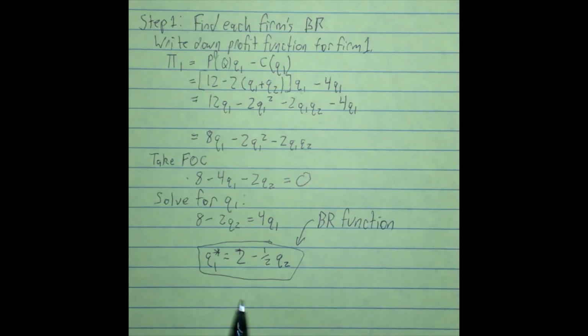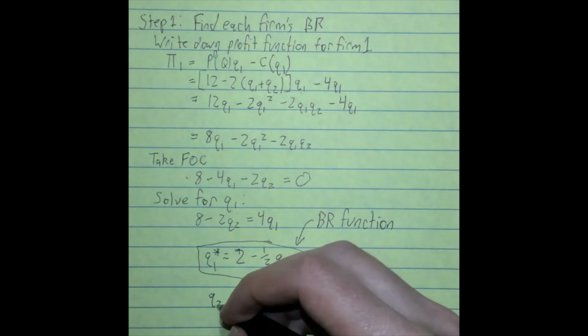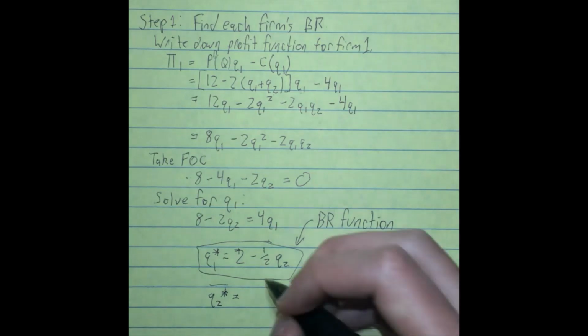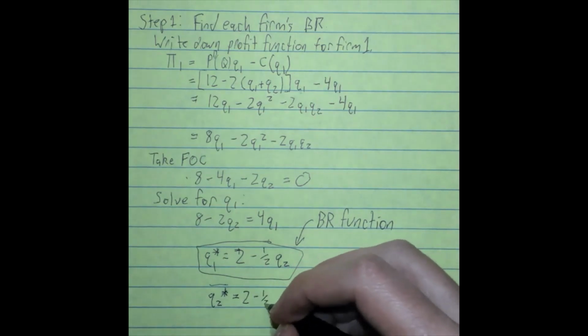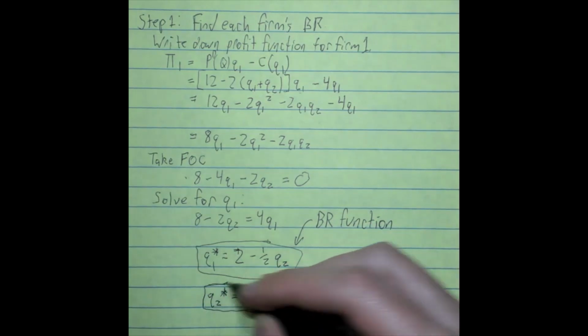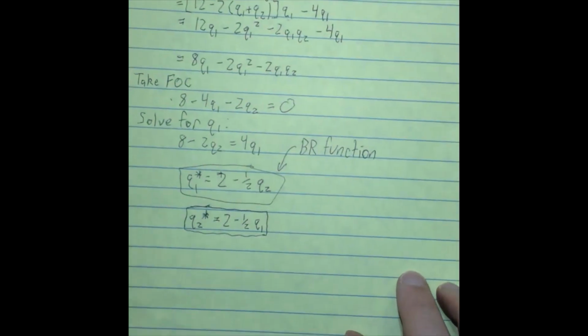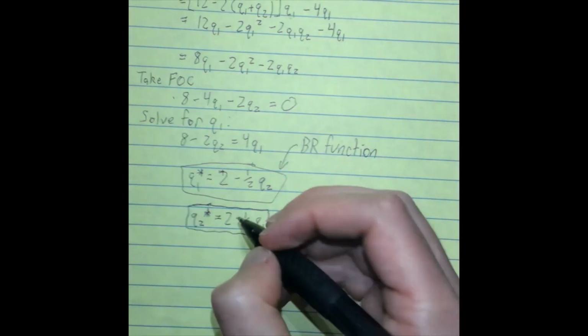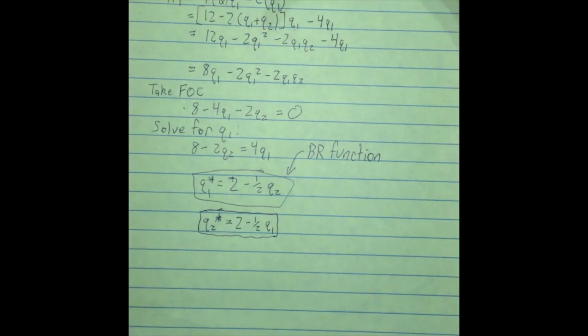Again, I'm just going to impose symmetry. You could do this again for firm 2 and solve out firm 2's best response function, but I'm just going to impose symmetry. You should get used to doing this too. If we had different cost functions, or if we were doing Stackelberg where firms respond to each other, you wouldn't want to do this, but we're not doing either of those this semester. So we have firm 2's best response function. Now that we have each firm's best response, we're going to find the Nash equilibrium.